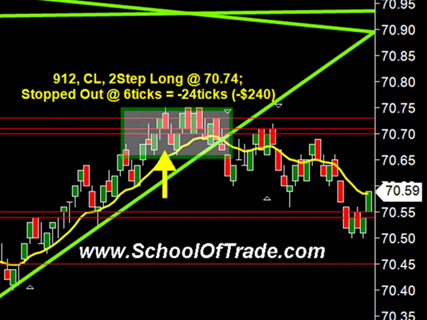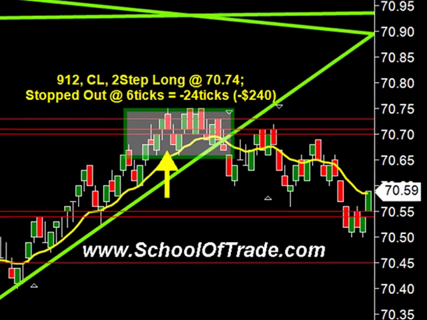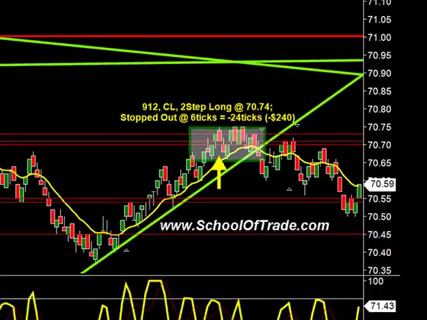9:12 this morning. This was a loss, 2-step long here at 70.74. Got stopped out here at 6 ticks, right? 6 tick stop for our discretionary patterns. 6 tick stop times 4 contracts is a negative $240. That's 24 ticks in the negative there on this loss. And of course, so we give back $240 on that loss.